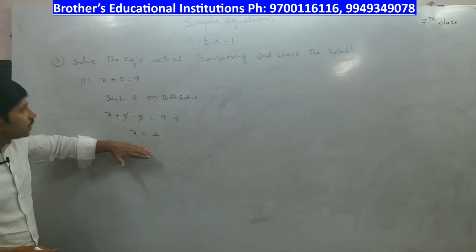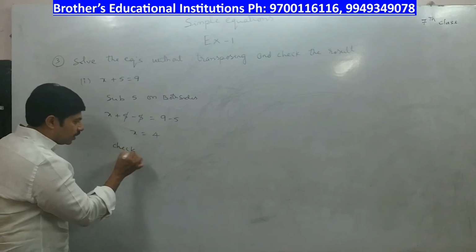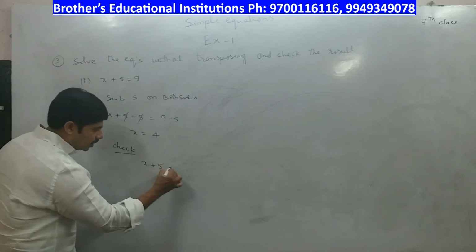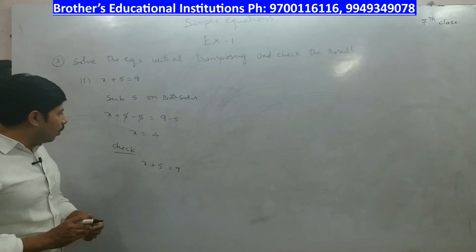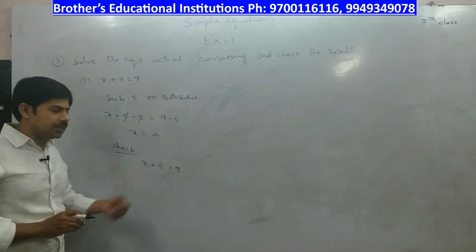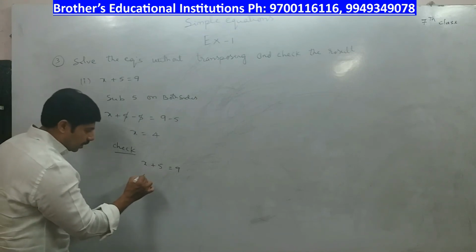Now we need to check the solution. Verification. How to verify this? In order to verify, I will write x plus phi is equal to 9. By the transposing method, we got the value of x as 4. This 4 I will substitute in this equation. We should get 9. Then our answer is correct.